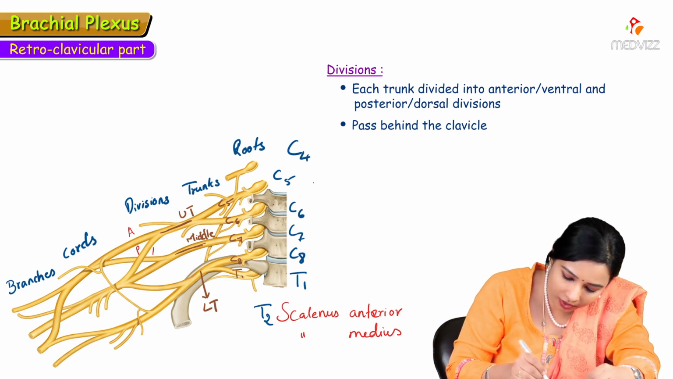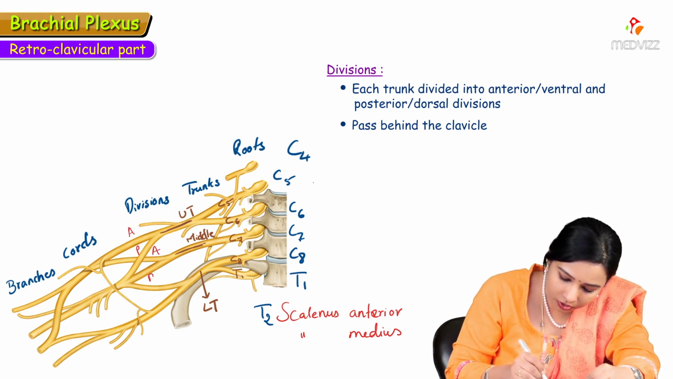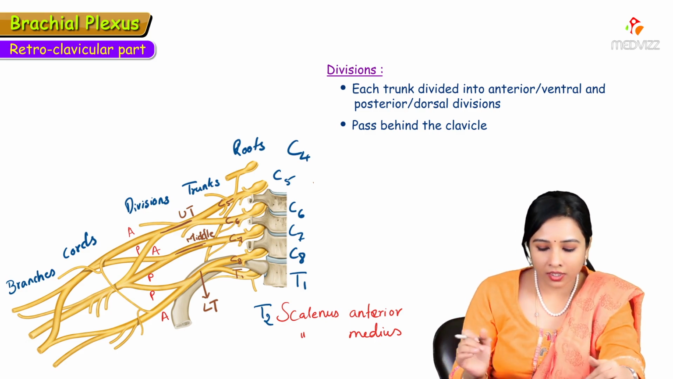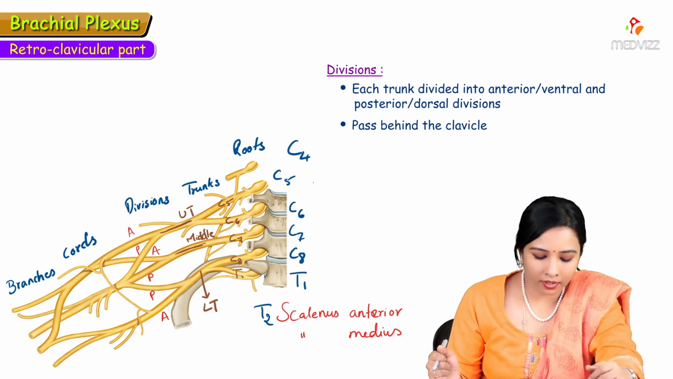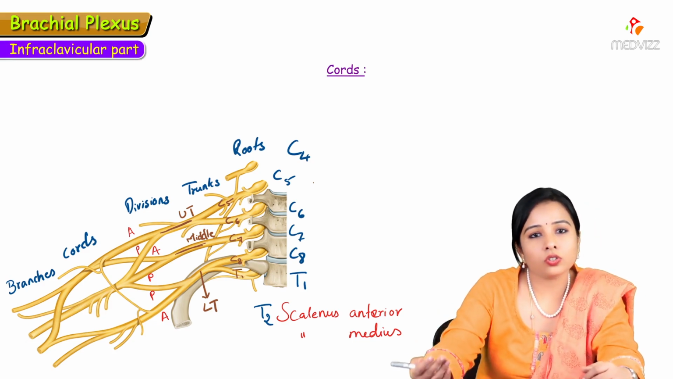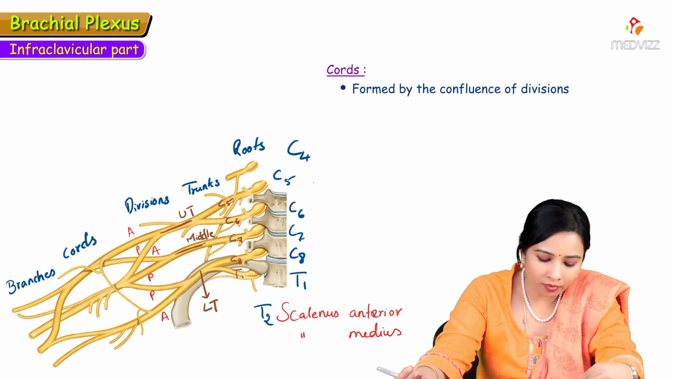Middle trunk also divides into anterior and posterior, and the lower trunk again divides into anterior division and posterior division. So these are the divisions, which are the retroclavicular part. Now these divisions join to form chords. So chords are the confluence of divisions.